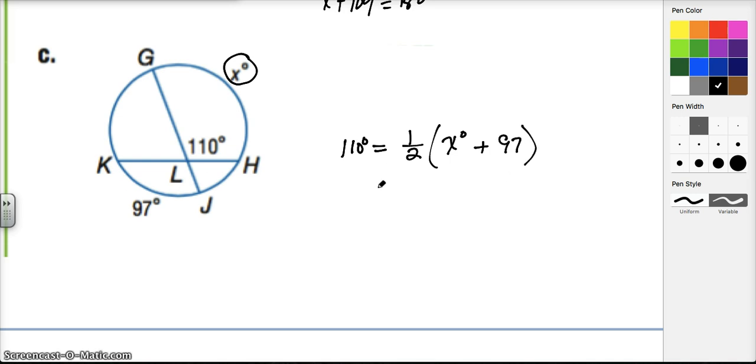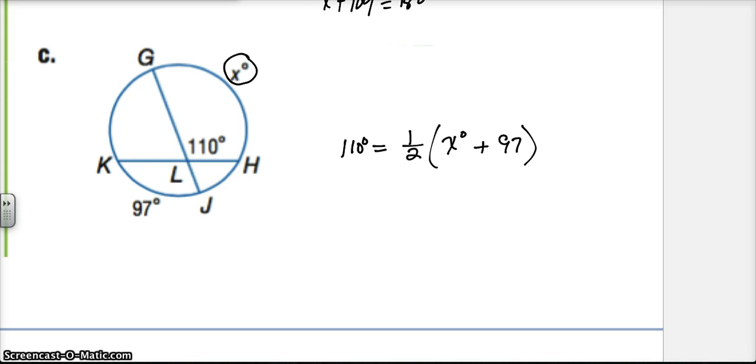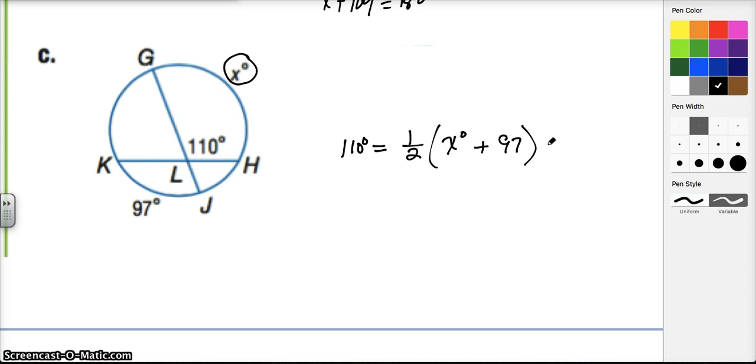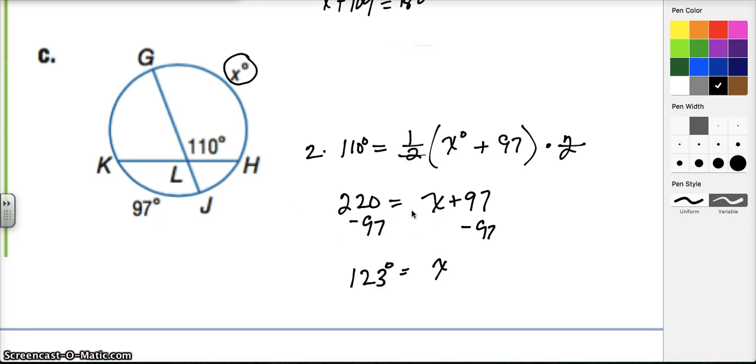And so we're going to solve this like an algebra problem because we're good at that, right? So our 110 comes along for the ride. Could I distribute through? I'm not going to distribute through. I'm going to undo my 1/2 by multiplying both sides by 2. When I do that, those 2's cancel out, and this becomes 220. And now I get x plus 97 is equal to 220. And with a little bit of work, subtracting 97 on both sides, I get that x is equal to 123 degrees.